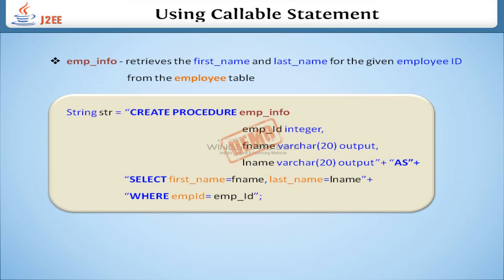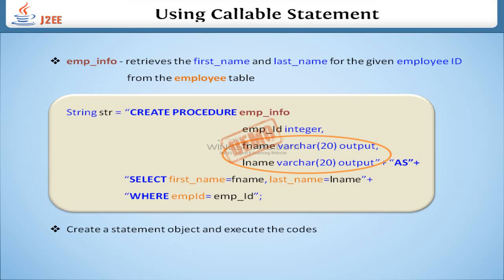This is the query string that creates a procedure, and employee info is the name of the procedure. Employee ID is an in parameter, and it has the JDBC type integer. Likewise, fname and lname are the out parameters that have the JDBC type varchar. Here we are using the keyword OUTPUT to represent the out parameters. Once we write the procedure, we can create a statement object and execute the codes using that object.